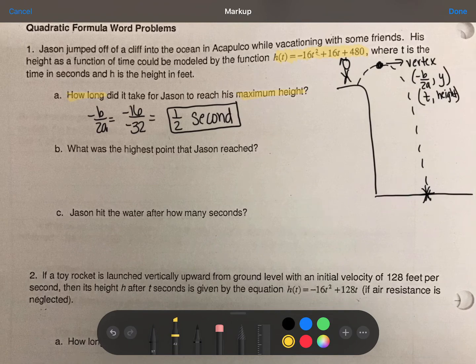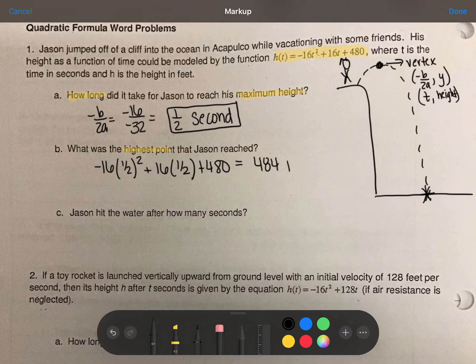Part B, we're looking for what is the maximum height that he reached. So we know it took him 1/2 of a second to get there, but how high did he actually go? So we're going to take my 1/2 and plug it into the equation that was given. So negative 16 times 1/2 squared plus 16 times 1/2 plus 480. So when you grab a calculator nearby and you plug that in carefully and you simplify that, you get 484 feet. Make sure you put your units on these because they are word problems. You want to make sure that it makes sense.